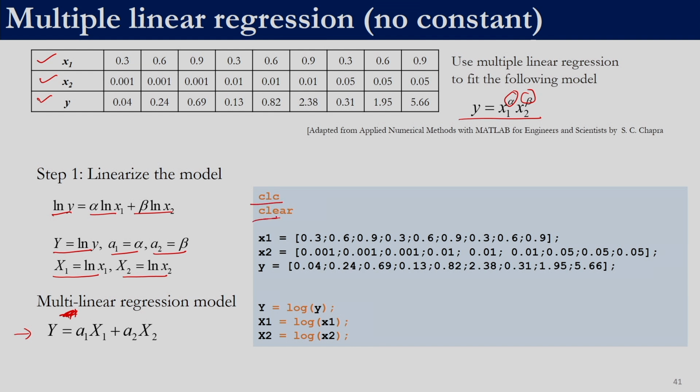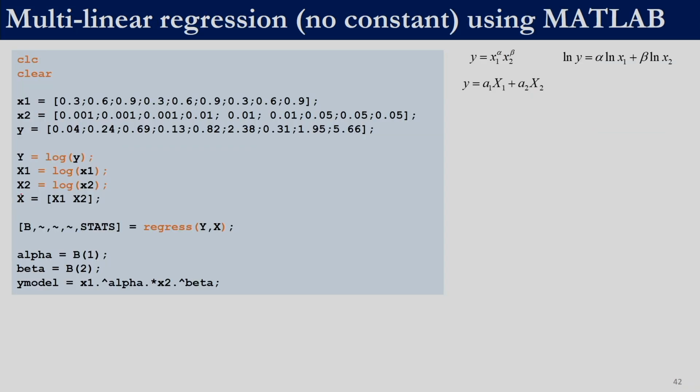Again these steps are exactly the same as what we have discussed: clearing the workspace and the command window, defining the data, transforming the data, and then we determine capital X, which is x1 and x2. Here we are not stacking ones of length of x1 comma 1, because we do not have a constant term in our model itself. The regress function remains the same whether there is a constant coefficient or not. Whether there is a constant coefficient or not is to be captured in this variable x.